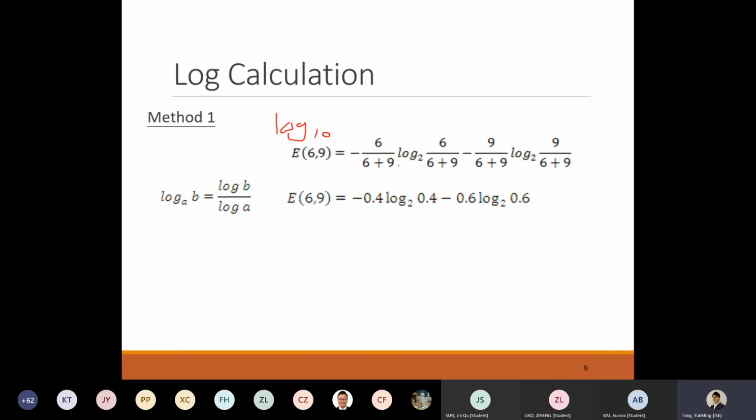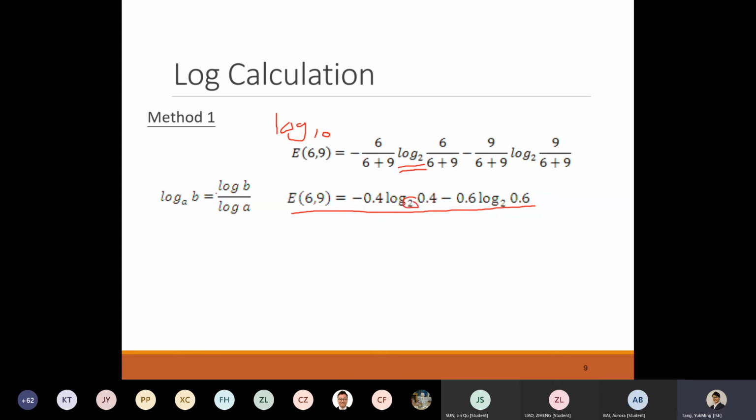But in this equation, we are going to talk about the log value with the base equal to 2. So 6 over 15, we get 0.4. 9 over 15, we get 0.6, and so on. And then we are going to calculate this equation. In the calculator, the base is 10, but in this equation, the base is 2.